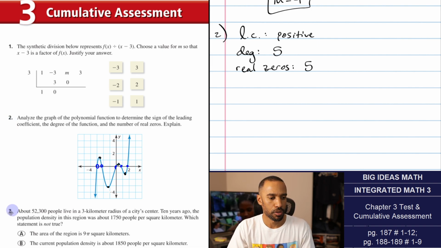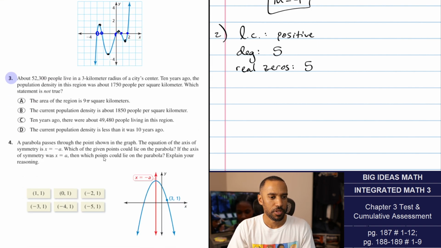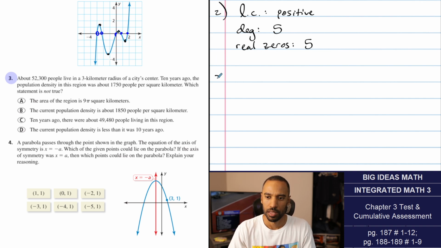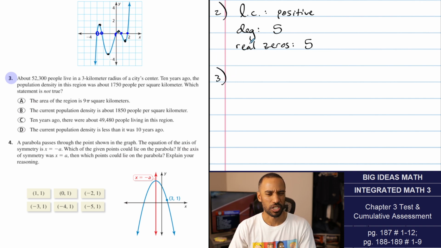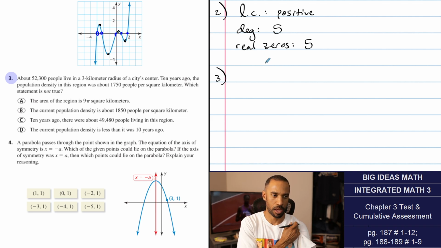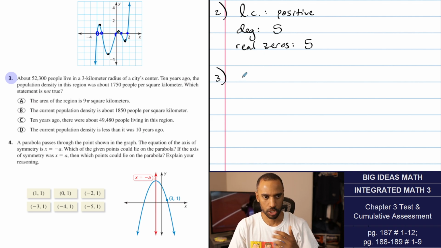All right, let's go to number 3. About 52,300 people live in a 3-kilometer radius of a city's center. This doesn't look like it's out of Chapter 3, I think Chapter 1. To determine 10 years ago, the population density in this region was about 1,750 people per square kilometer. Which statement is not true?